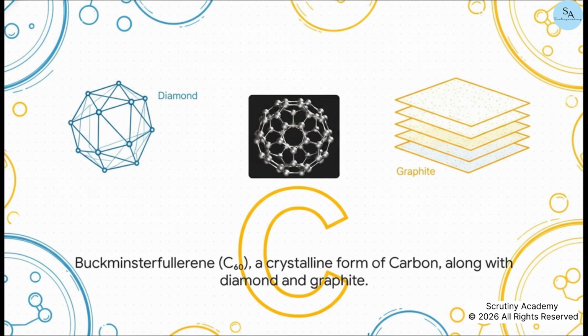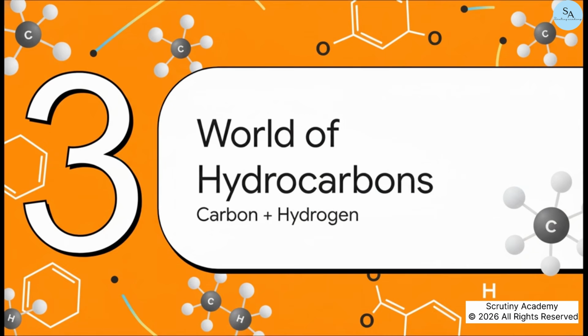You know about diamond and graphite, of course, but check out this crazy football-shaped molecule. That's Buckminster fullerene. It's all just carbon, but the structure is completely different. So cool. All right, let's move on to the simplest family of carbon compounds.